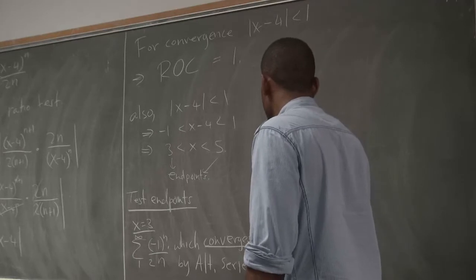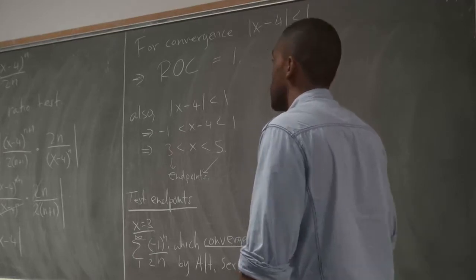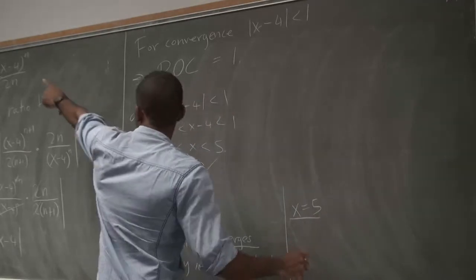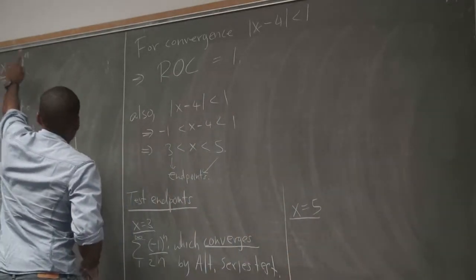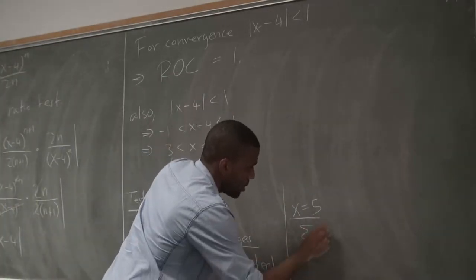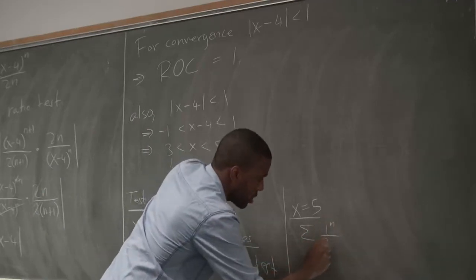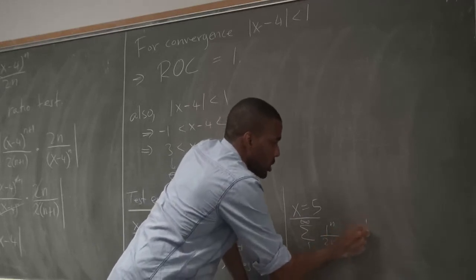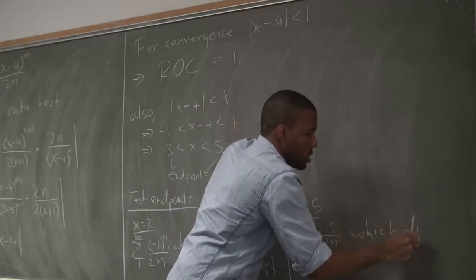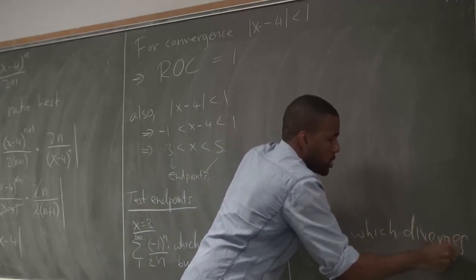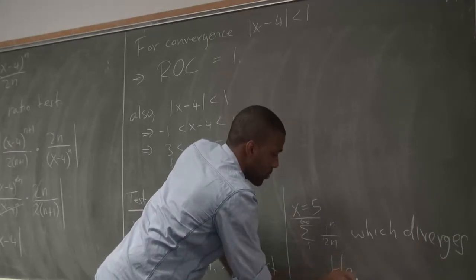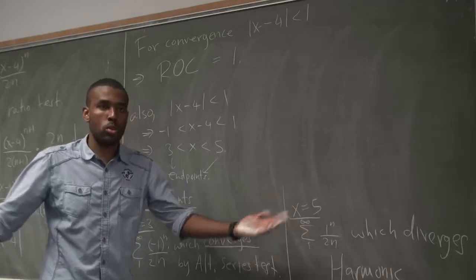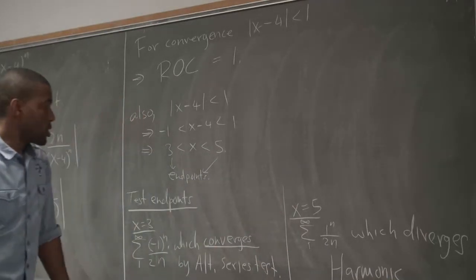In the case that x equals 5, what happens? I plug in 5 for x, 5 minus 4 would actually give me 1. That's just 1 to the n, which is just 1, over 2n, from 1 to infinity, which diverges. How do I know it diverges? Harmonic. Or p-series where p equals 1, same thing, right? So that tells you what?